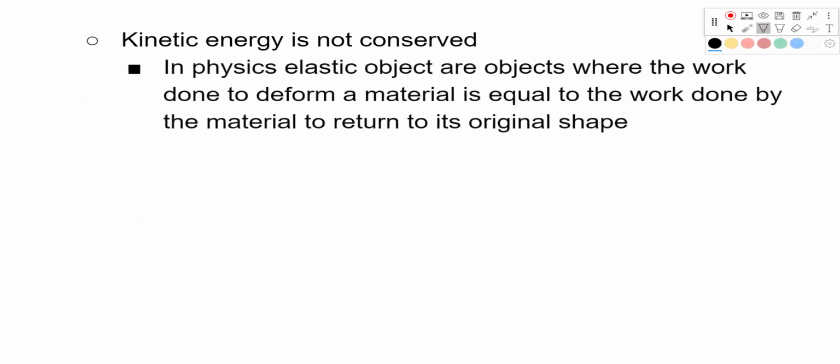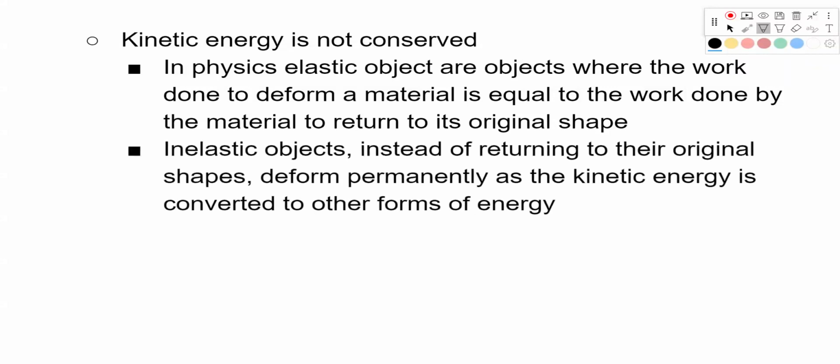In an inelastic, perfectly inelastic collision, kinetic energy is not conserved. So in physics, well, I should say, in the general world, we tend to think about elastic objects as objects that are able to deform. In physics, we think about elastic objects a little more specifically. Specifically, elastic objects are objects where the work done on the object to deform it is equal to the internal work done by the object to return the material to its original shape.